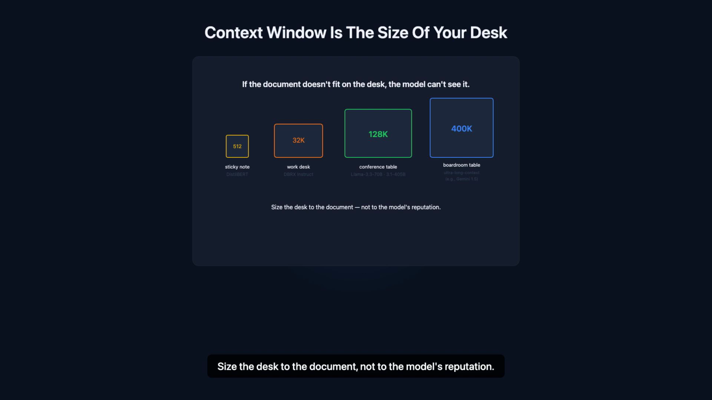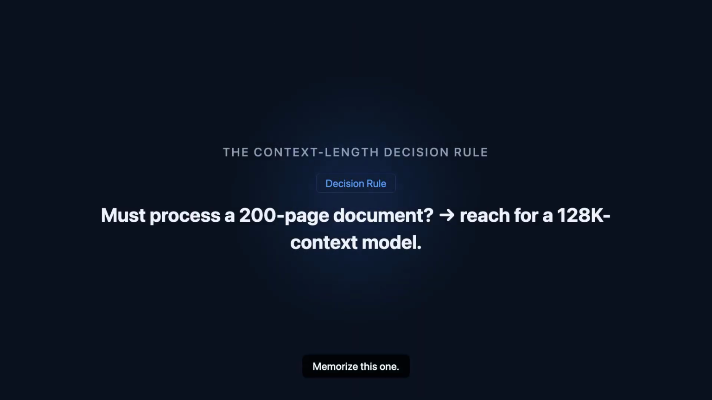The rule is simple. Size the desk to the document, not to the model's reputation. If the document doesn't fit on the desk, the model can't see all of it at once. Full stop. Memorize this one. If the requirement says process a 200-page document, or summarize a long contract, or reason across an entire report at once, reach for a 128K context model. On Databricks, that's Llama 3.3 70B or Llama 3.1 405B. Short paragraph or chat turn, 32K is plenty.